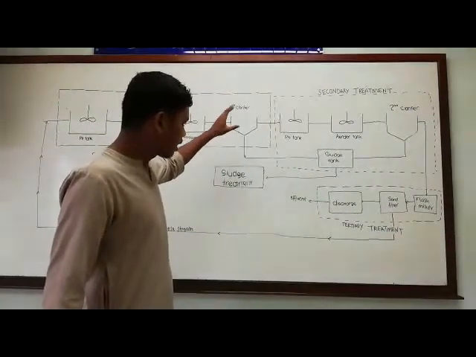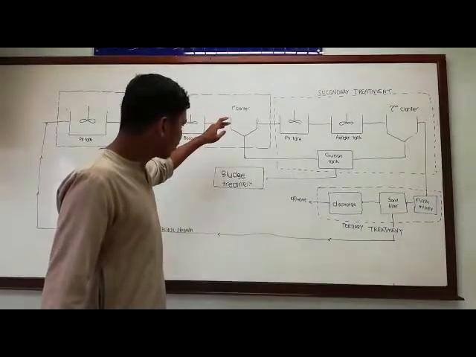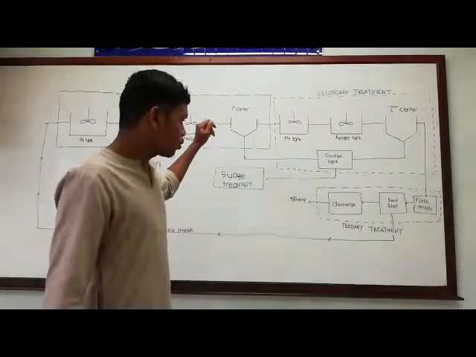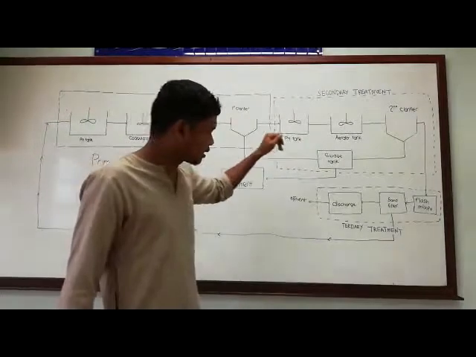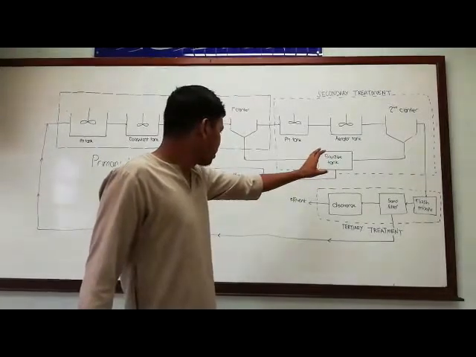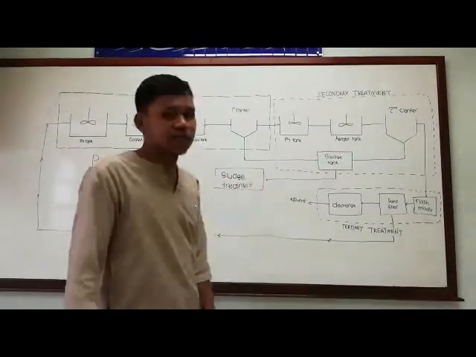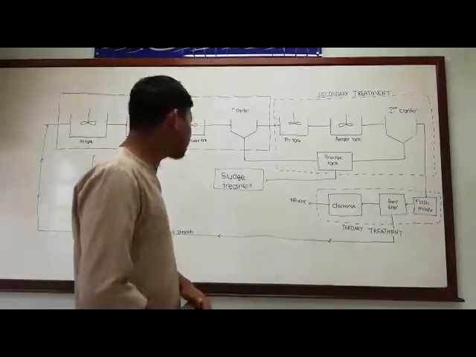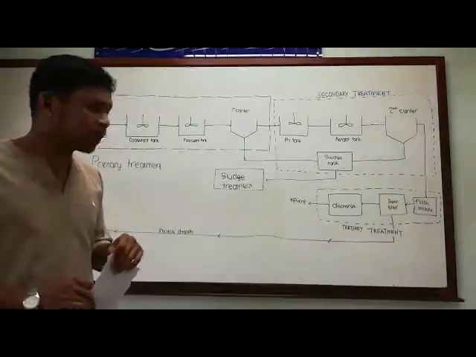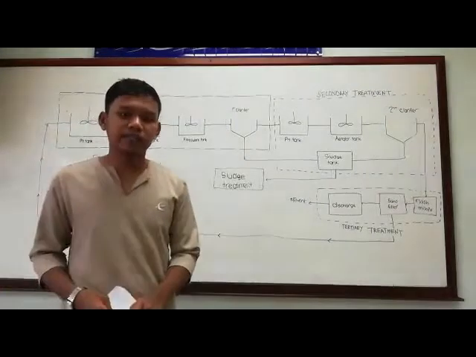Once it settles down in the first clarifier, we consider it as sludge. The sludge will be collected at the sludge tank, and then the collected sludge will be sent to the sludge treatment. So that's a brief overview of the primary treatment from us, and we proceed with the secondary treatment.